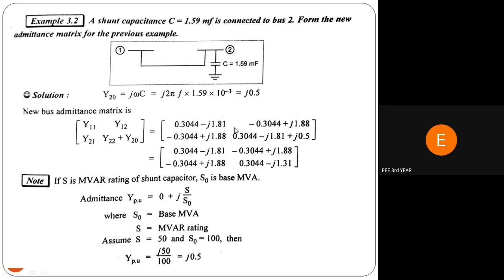I'm writing the same formula. That is the same answer we got from the first form, and I'm adding only j 0.5 to Y22. So here we can see the Y22 value is 0.3044 minus j 1.88, added with this capacitance plus j 0.5. So finally we get an answer of 0.3044 minus j 1.1. This is the main thing: if we add an element, we have to add it in the diagram. Here they have sent some notes.